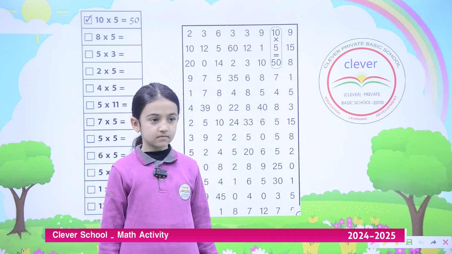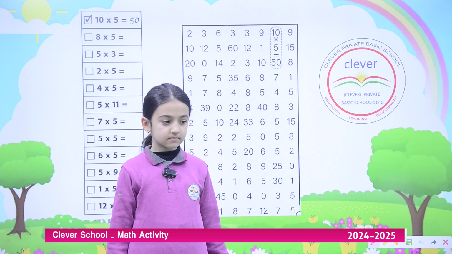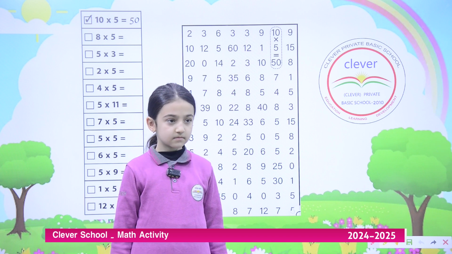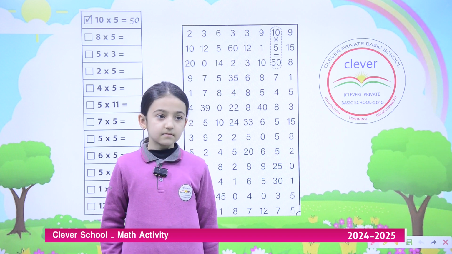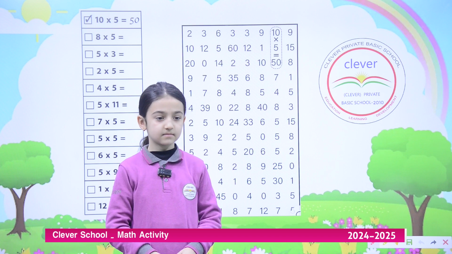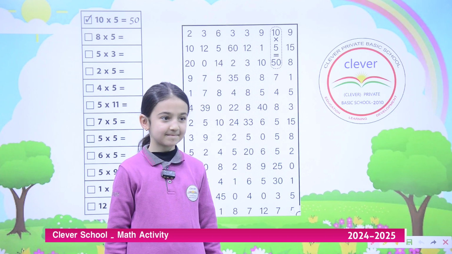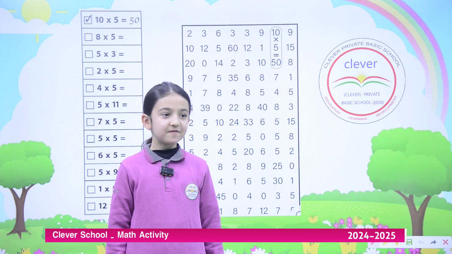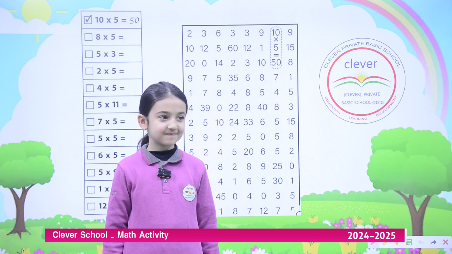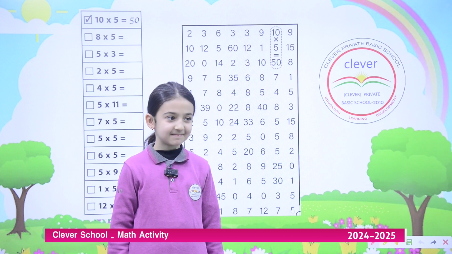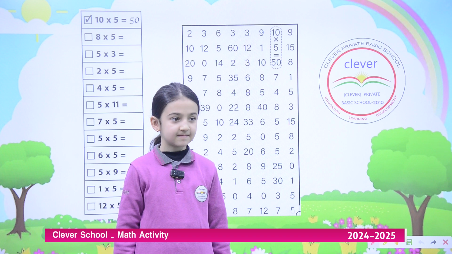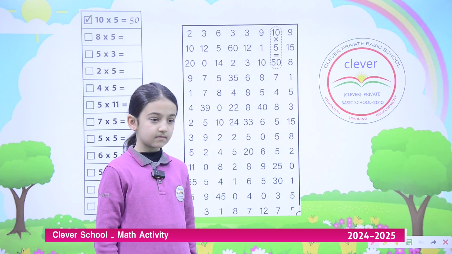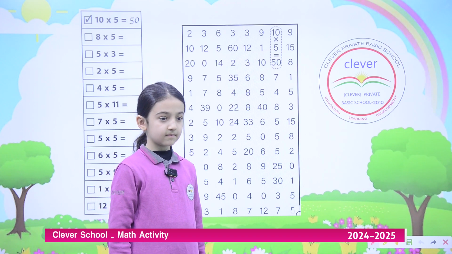The numbers can go in different directions: up, down, left, right, or even diagonal. Let's do the first one together. What is 10 divided by 5? 15. Excellent, great. Now let's find the number 10 in the grid. Once you find it, circle or highlight it. Now it is your turn to solve and find the rest.